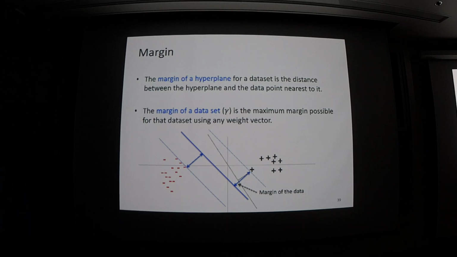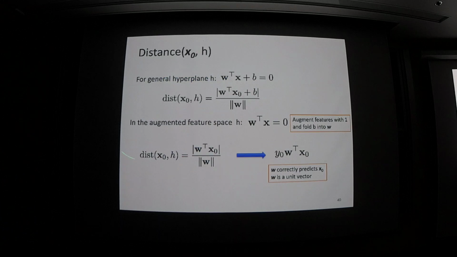So later we'll discuss how margin affects the generalizability of linear classifiers. And then we define distance, right? So this is a formula. For a general hyperplane H, we can calculate, for any point in the same space, the distance between that point and this hyperplane. What you need to do is just compute the classification function, which defines this hyperplane, take the absolute value, and divide it by the norm of the weight vector.